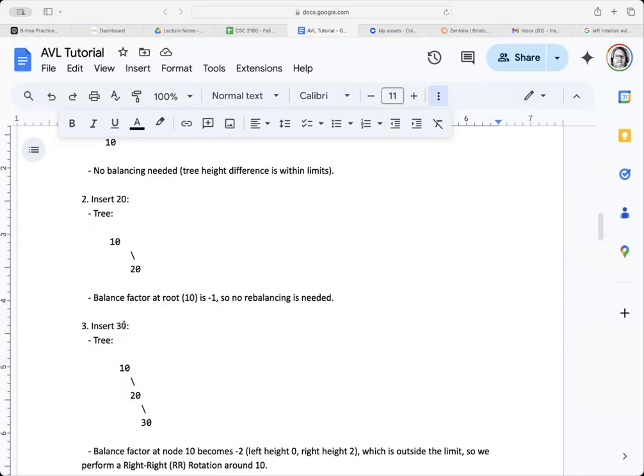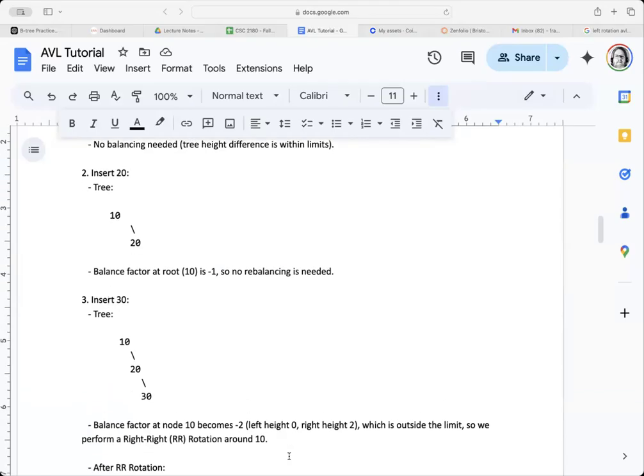Now when we add a 30, it's not equal to 10, but it's to the right of here. It's not equal to 20, it's to the right of here. There's nothing to the right of here, so we added it here. The balance factor here is going to be the left height is 0, the right height is 2. 0 minus 2 is negative 2, which is outside of our limit. So we have to do something about it.